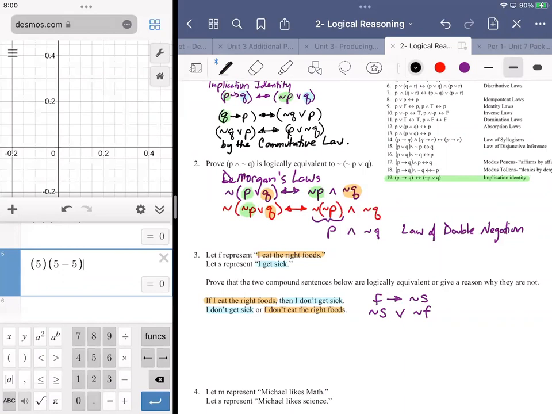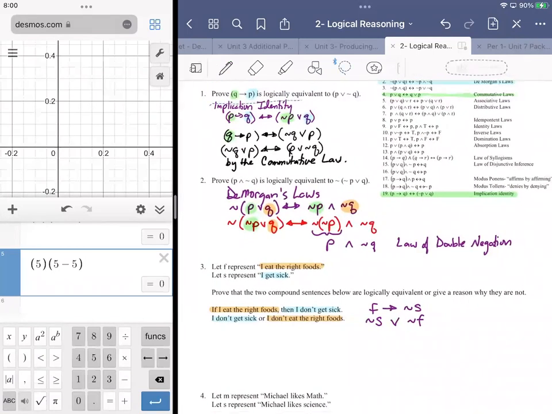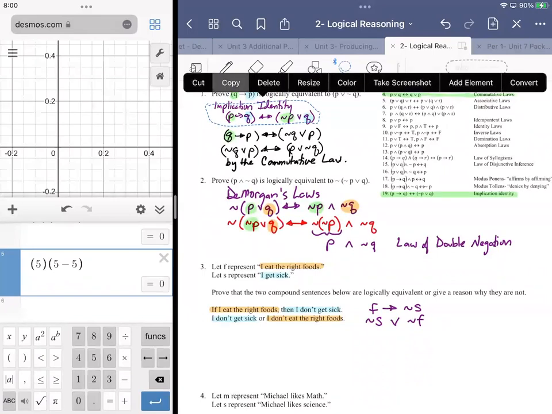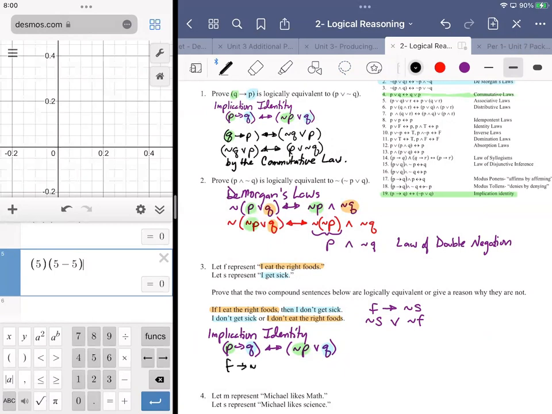Because like I said here, the implication identity, I'll just do a little copy paste job. I keep hitting add a comment. They changed it on me, and now I'm hitting the wrong thing. Right. So I have the implication identity, which tells me P implies Q is logically equivalent to not P or Q. So instead of having P implies Q, I have F implies not S.